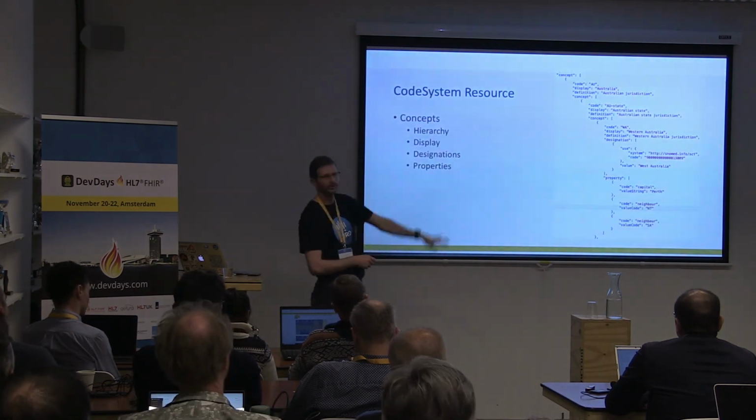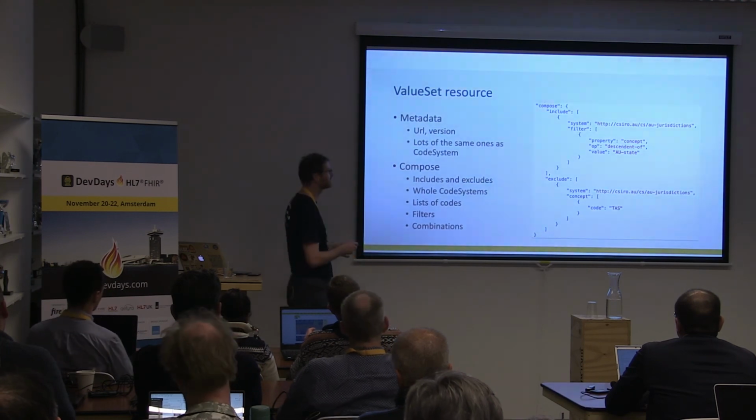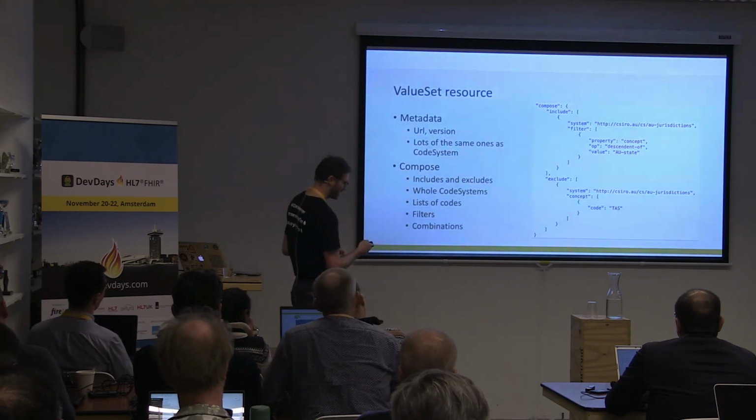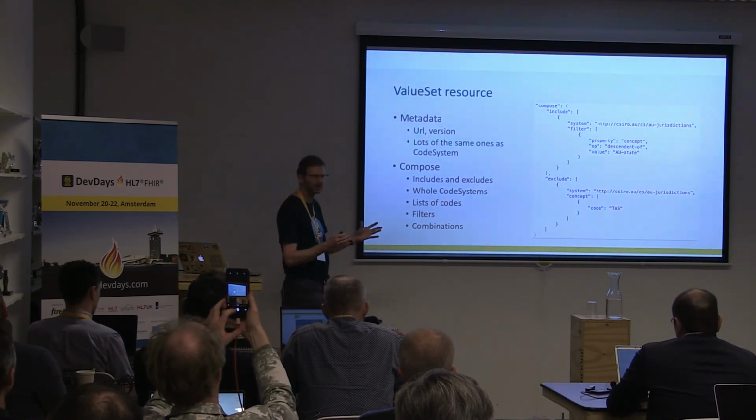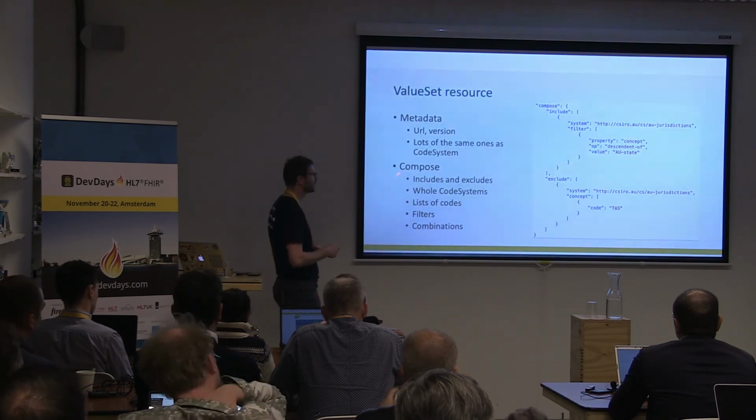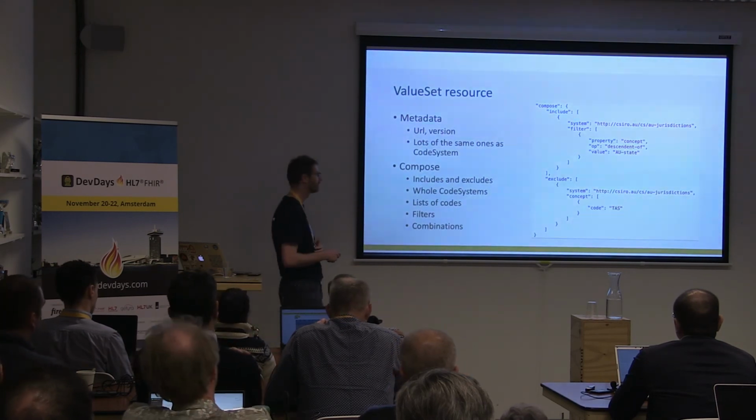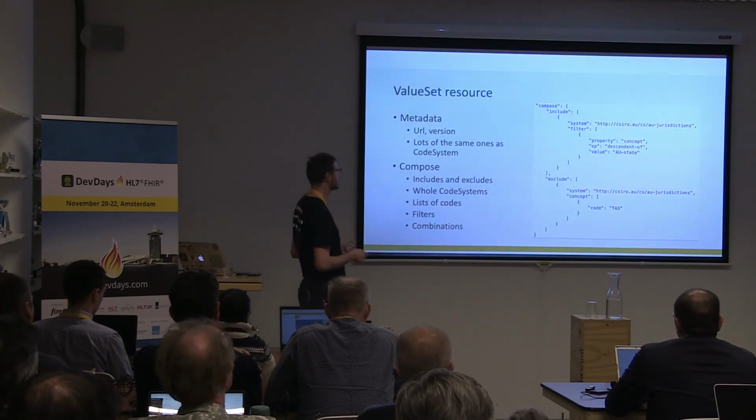And then I can go on and define all the other codes as well. So the next resource, and probably the final one I'll get to today, is value set. Value set has the same metadata as code system, pretty much. Again, the important ones are URL and version. And then the important part is this compose block. This allows you to define what codes are in the code system using includes and excludes.